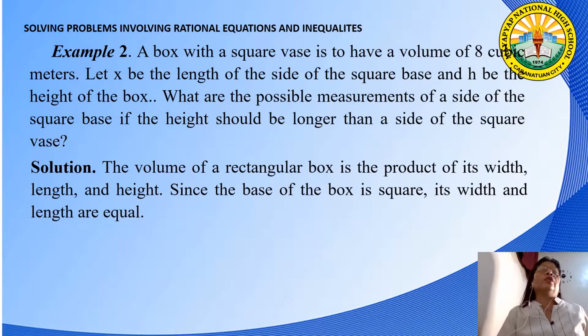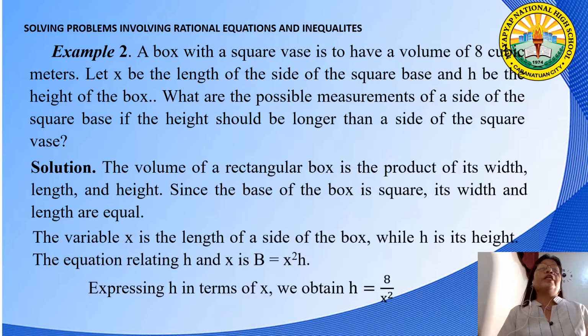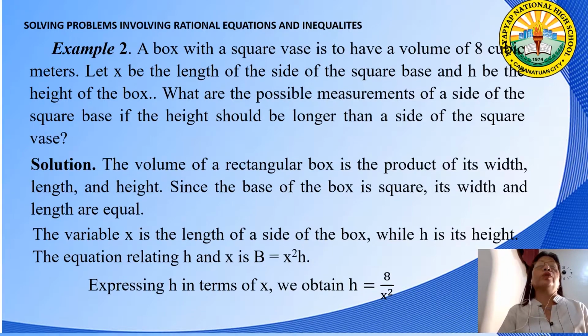Solution. The volume of a rectangular box is the product of its width, length, and height. Since the base of the box is square, its width and length are equal. So the variable x is the length of a side of the box, while h is its height. The equation relating h and x is V equals x squared h. Expressing h in terms of x, we obtain h equals 8 over x squared.